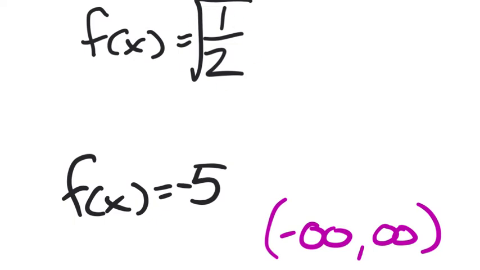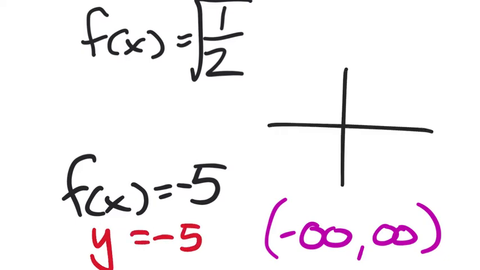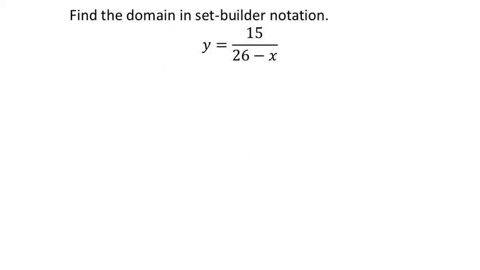So let me demonstrate just like f of x equals negative 5. Because remember, this really is the equation y equals negative 5. And so what does that look like on a graph? Well, it would be like having a line here at y being negative 5. And you can see this line for the x's goes all the way to negative infinity, all the way to positive infinity, just like the square root of 1/2 would, or even just 1/2. It's still a function, it's just y equals something right there. But for this next one, I don't care about that 15, just 26 minus x. It just can't equal 0, that's all.